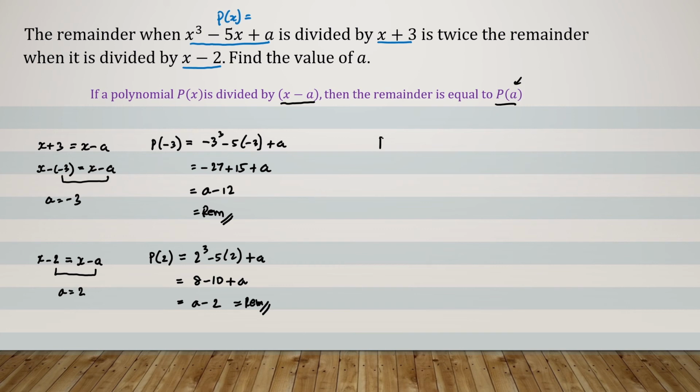So we can write that down as p(negative 3) equals 2 times p(2). And we have those particular values here and here. So let's put those expressions in. We have a minus 12 equals 2 times a minus 2. So we'll have a minus 12 equals 2a minus 4. So a is going to equal negative 12 plus 4. So your required answer is that a will equal negative 8.